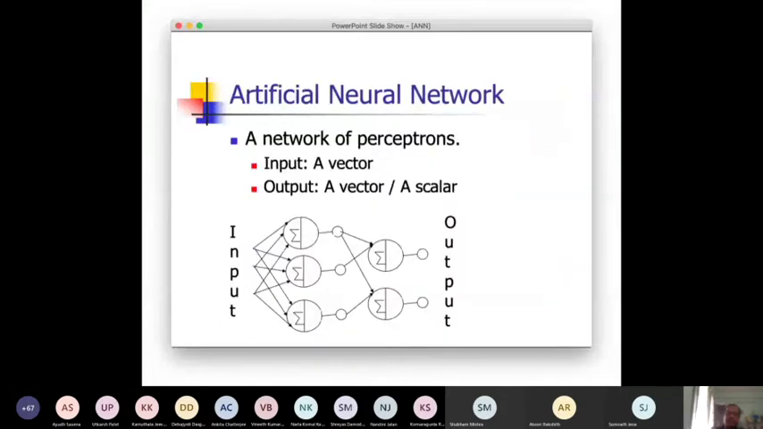I'll be explaining it further, and that is how the artificial neural network concept has been developed. It's a network of perceptrons, and in the network, the input is a vector, as we have already identified, whereas the output could be a vector or a scalar. A typical example has been shown, and you can see that each circular node represents a perceptron, and they are interconnected in one typical structure.